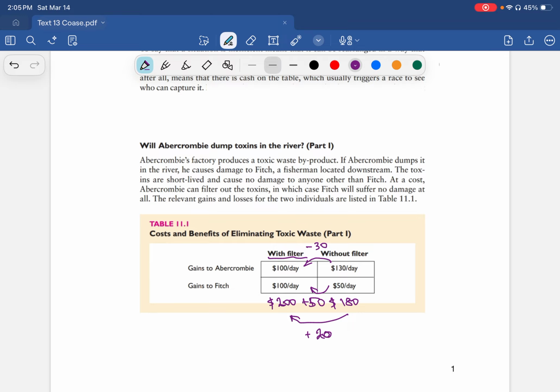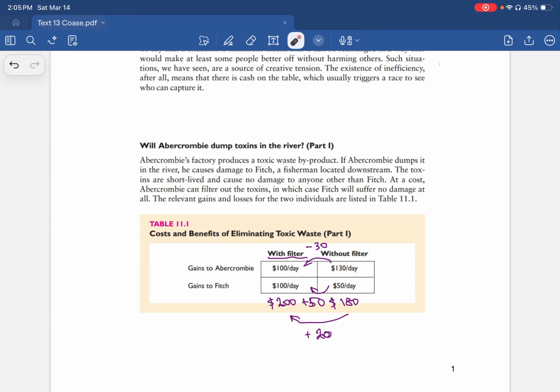So between the two of them, the overall gain is 20. Now, what we can actually figure out from this number is that this gain, if distributed properly, could encourage the guy who is actually making the choice, in this case Abercrombie, to do the right thing, which is basically using the filter because it provides a more efficient outcome.